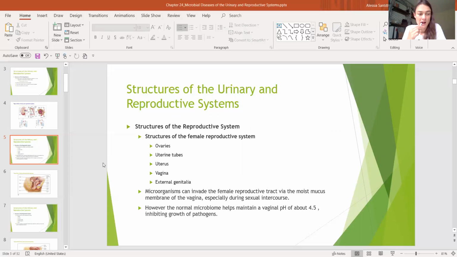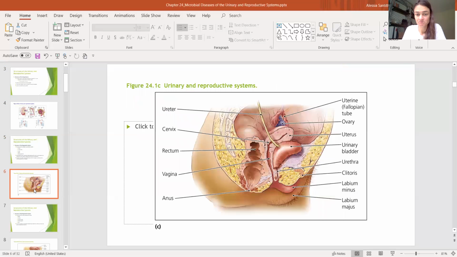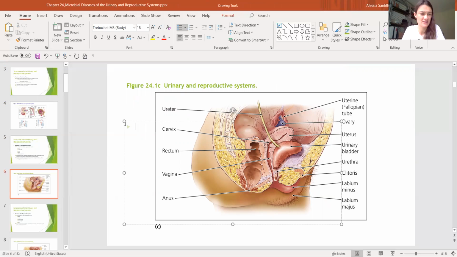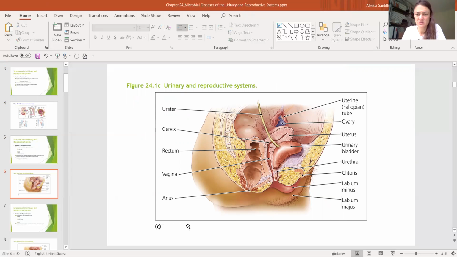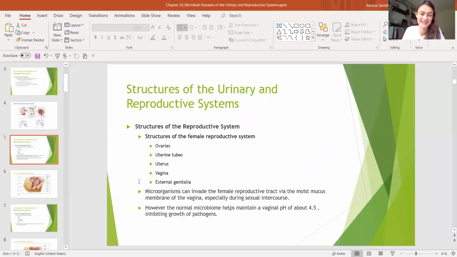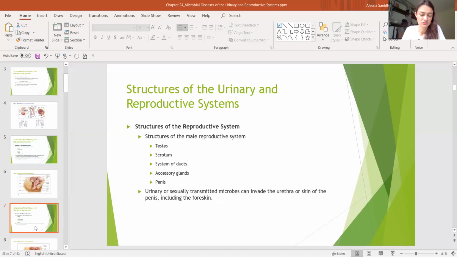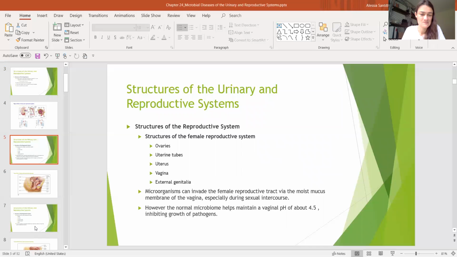So how much do I talk about these? I'm not going to go into too much detail. I feel like everyone basically has a firm understanding of what the female reproductive system is, right? So this is all kind of connected. So yeah, should I talk about it? I'm going to see what the book says and then I'll get back to you.